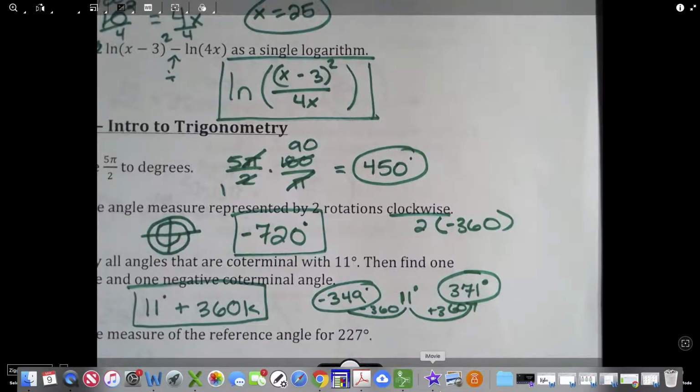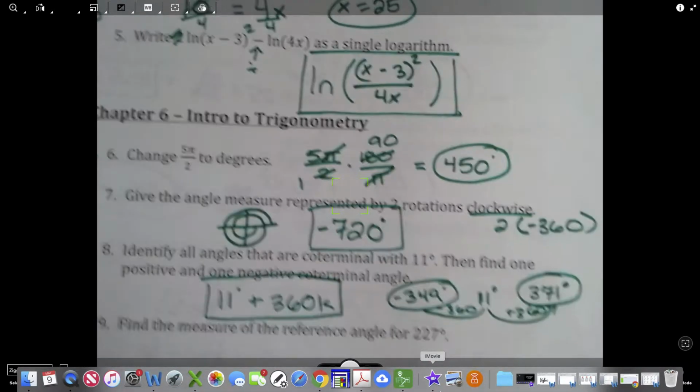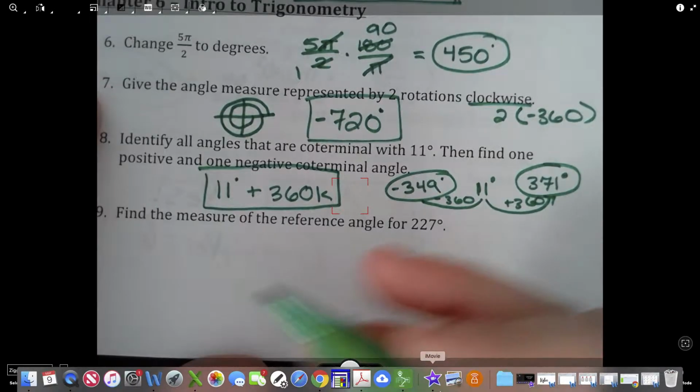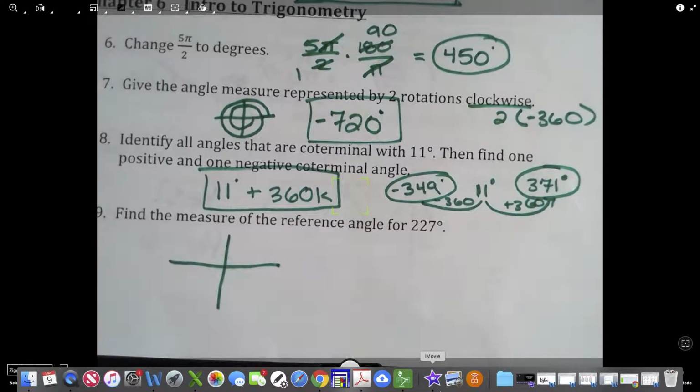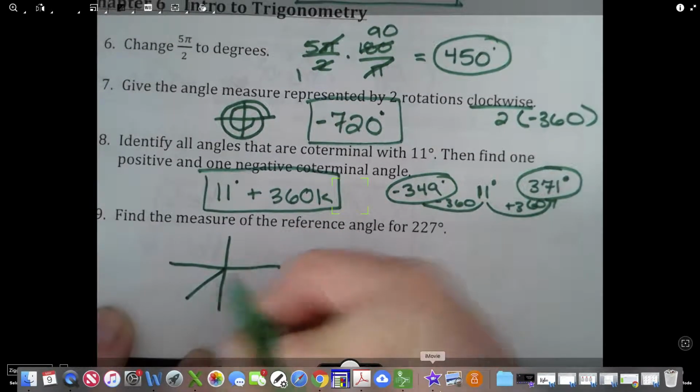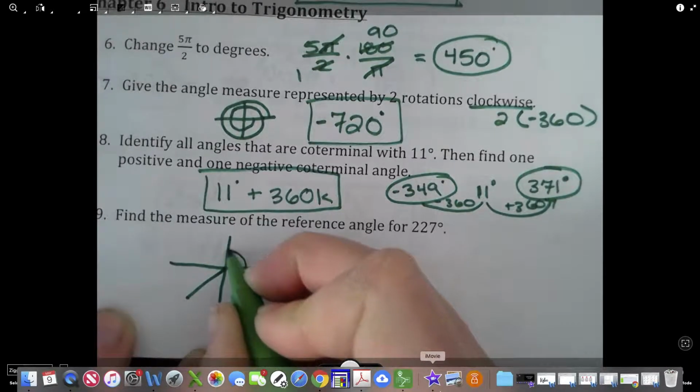All right. Find the measure of the reference angle for 227 degrees. Do you know what a reference angle is? Reference angle? No. 227 degrees. Where does he live? Third quadrant, down here. He's all the way around. 227 is around down there somewhere, okay?